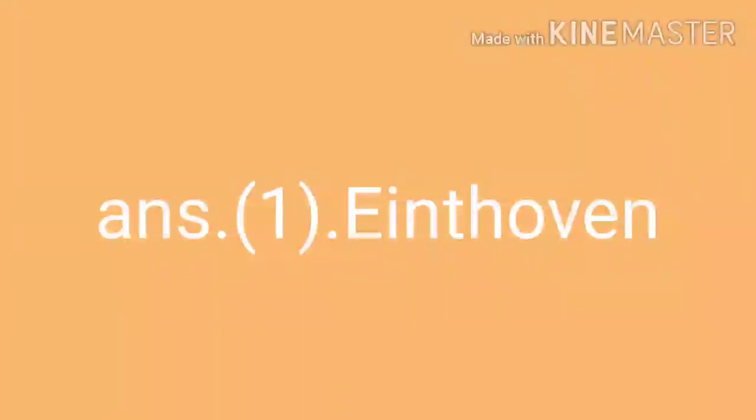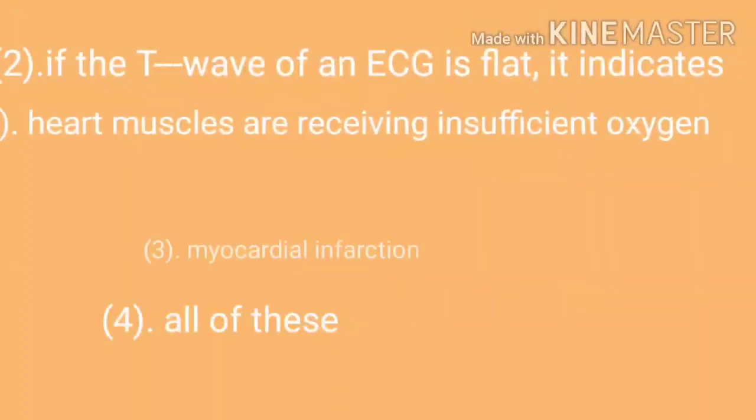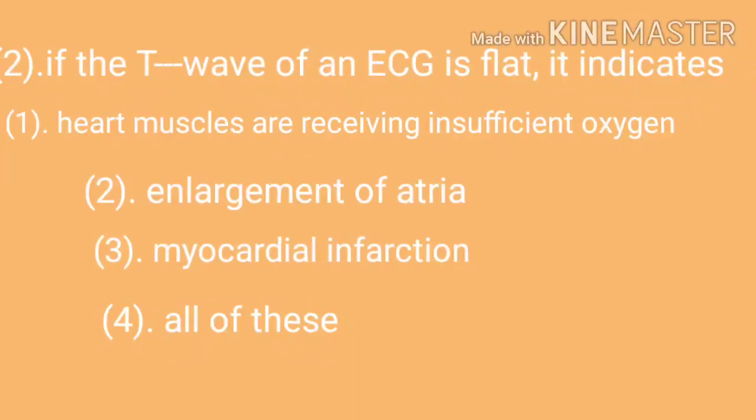Question number 2. If the T wave of an ECG is flat, it indicates: option number 1, heart muscles are receiving insufficient oxygen; 2, enlargement of atria; 3, myocardial infarction; and 4, all of these. And the correct answer is option 1, heart muscles are receiving insufficient oxygen.